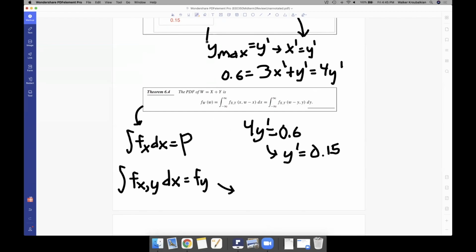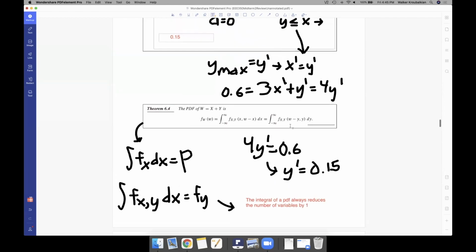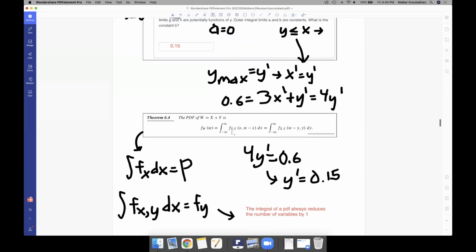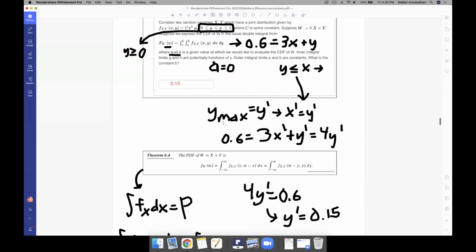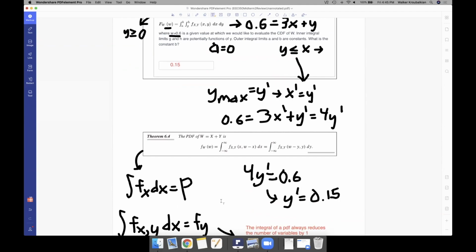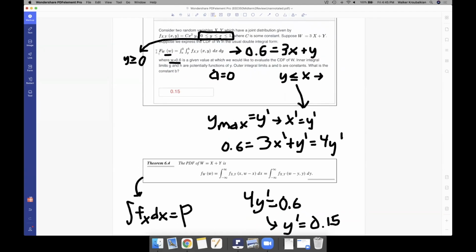The integral, sorry, let me write this out in text. The integral of a PDF always reduces the number of variables by 1, right? So to go from a joint random variable distribution with x and y to a single random variable distribution with just w, we have to take a single integral. Now, this is only for PDFs. The CDF technically isn't dependent on the distribution of a variable, if that makes sense. That's a horrible way of phrasing it, but I think you get the idea.